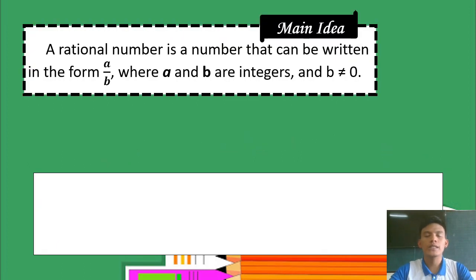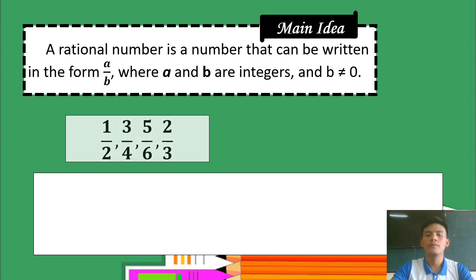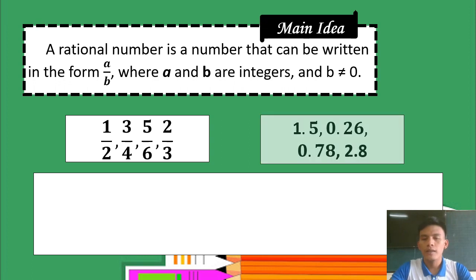A rational number is a number that can be written in the form of a over b, where a and b are integers, but b must not be equal to 0. Examples: 1 over 2, 3 over 4, 5 over 6, 2 over 3, 1.5, 0.26, 0.78, 2.8.